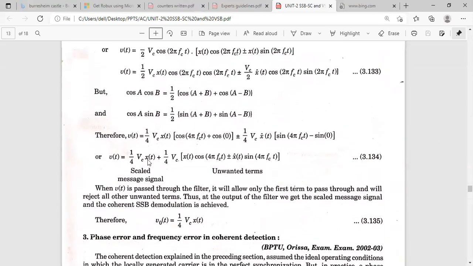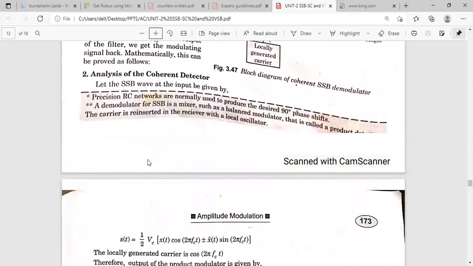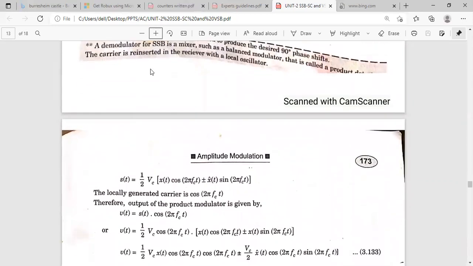There is a phase difference of φ. So the little modification is here, you have to substitute the local carrier in the receiver, you have to consider cos(2πfct + φ). So there is a phase difference between the receiver carrier and the transmitter carrier. So in this case also you have to multiply the SSB signal with the local oscillator carrier having the phase difference of φ.